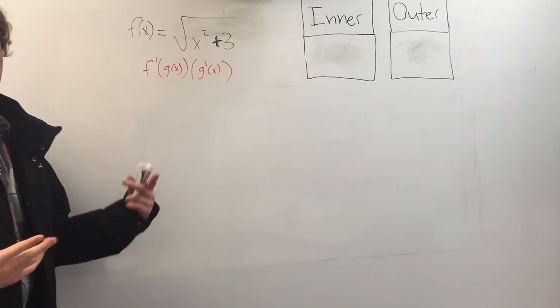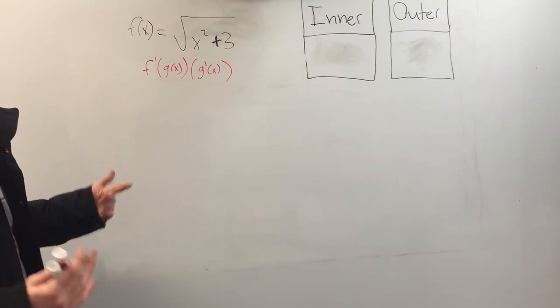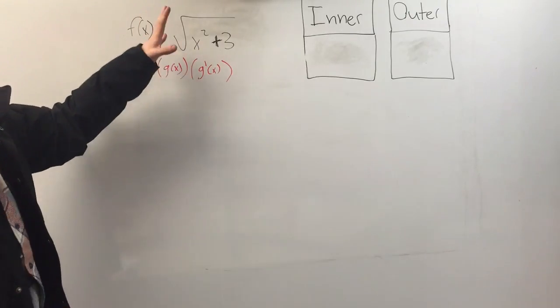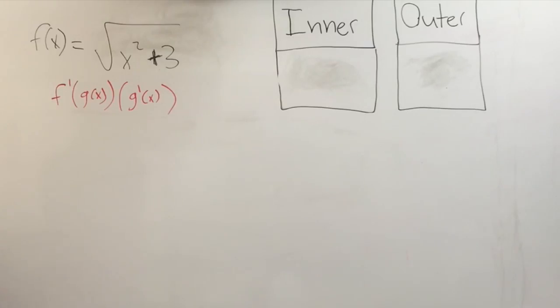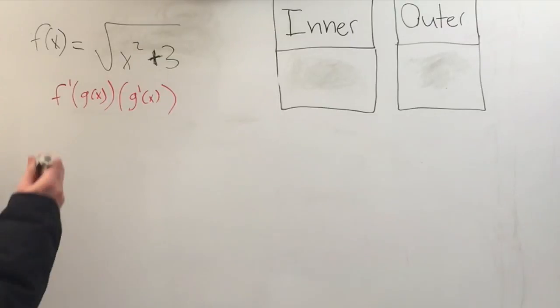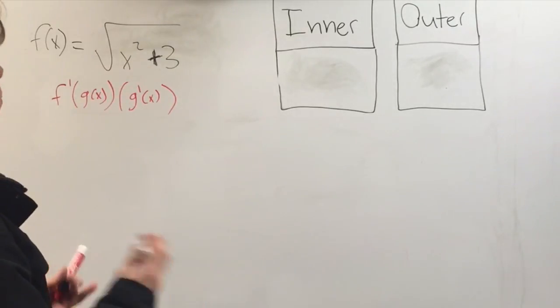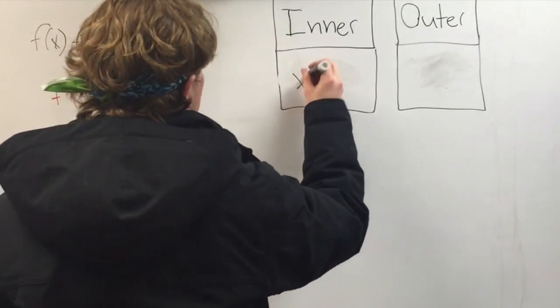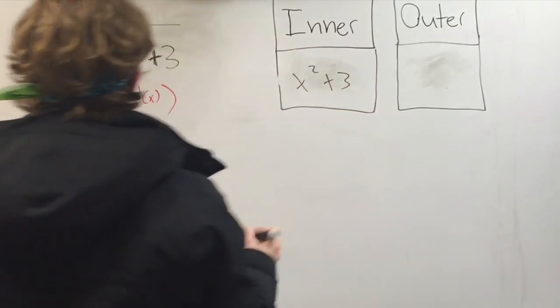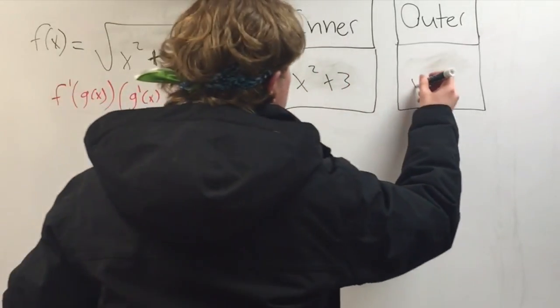Alright, for the next problem, we're going to change it up a little bit. Add a square root in this one. So in this one, we're going to once again split it into two components. The inner function would be x squared plus 3, and the outer function is square root of x.